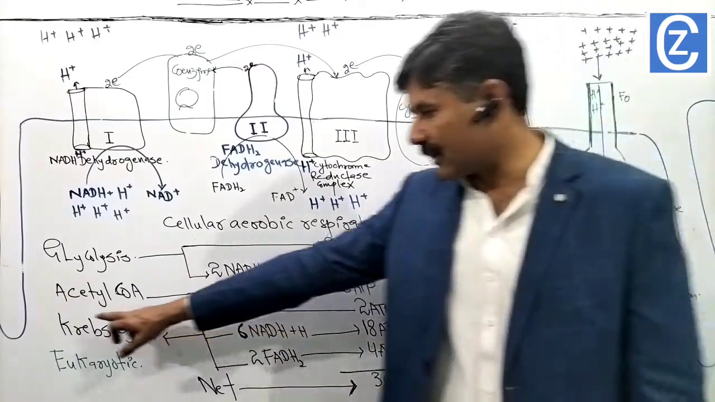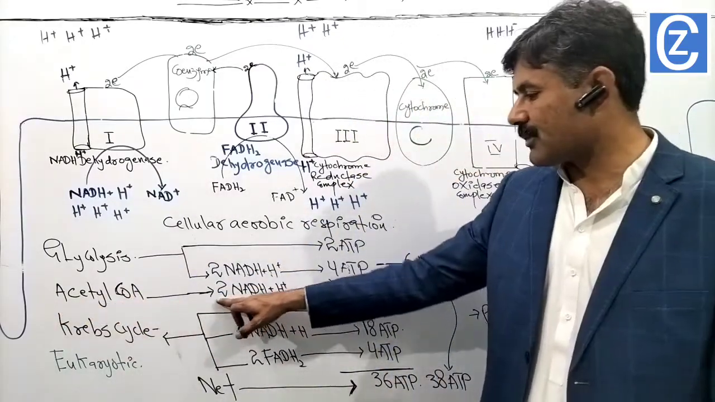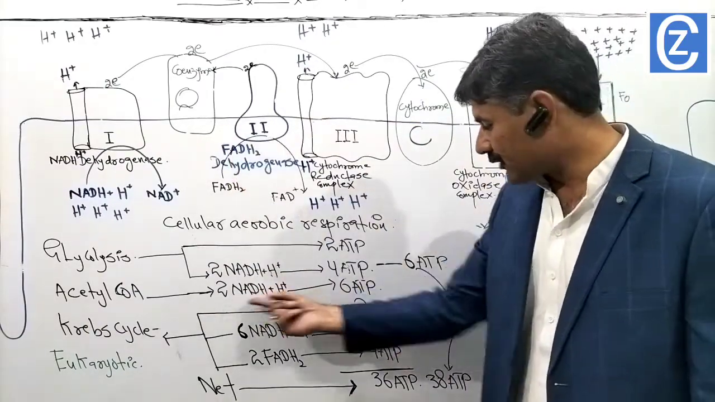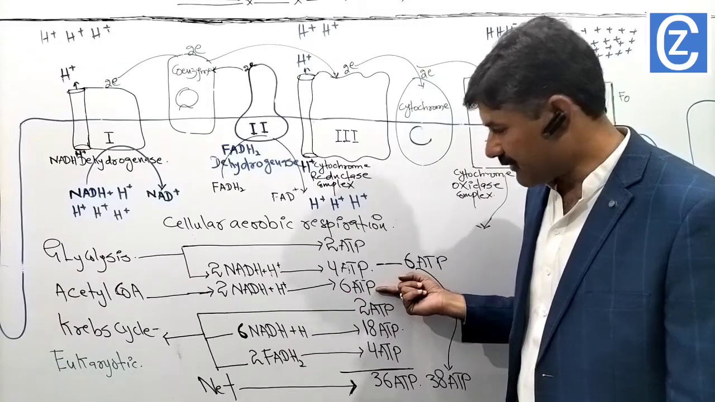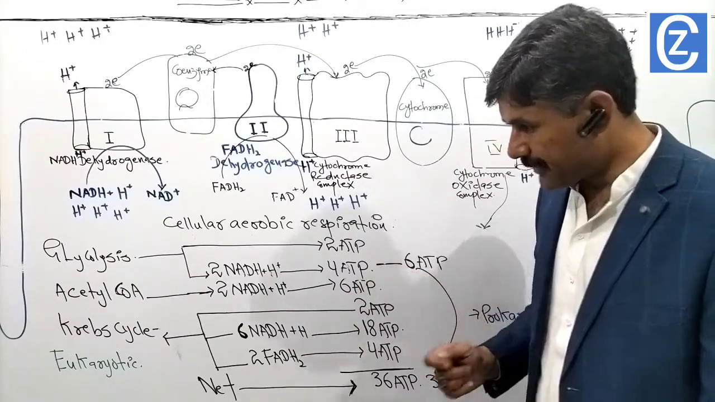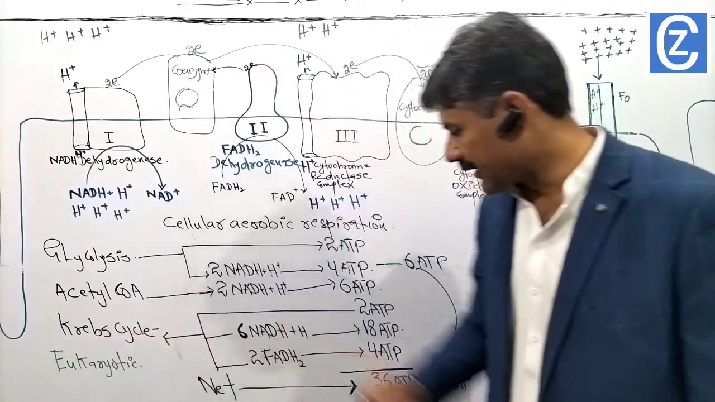And then we studied acetyl coenzyme A. Acetyl coenzyme A formation produces 2 molecules of NADH, and when they oxidize during the electron transport chain, they actually produce 6 molecules of ATP. And then finally, the Krebs cycle.